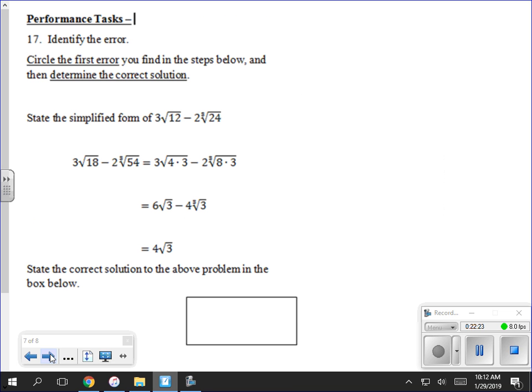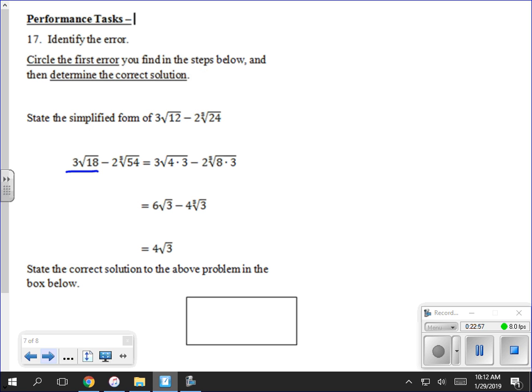Okay. Performance task number 1. Identify the error. Circle the first error you find in the steps below and then determine the correct solution. Well, actually, there is a typo. The first error is actually a typo. This is the first error here. However, that is not the error I am looking for, because that is, like I said, a typo, and the rest of it's correct.